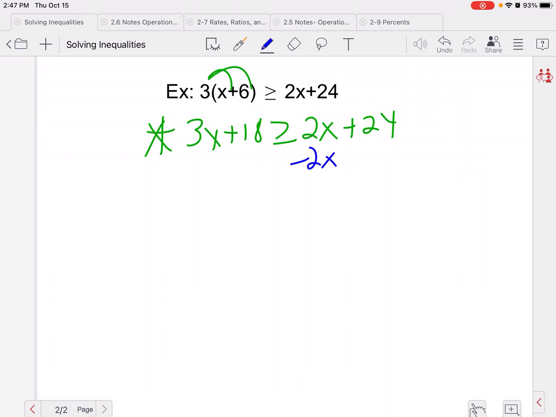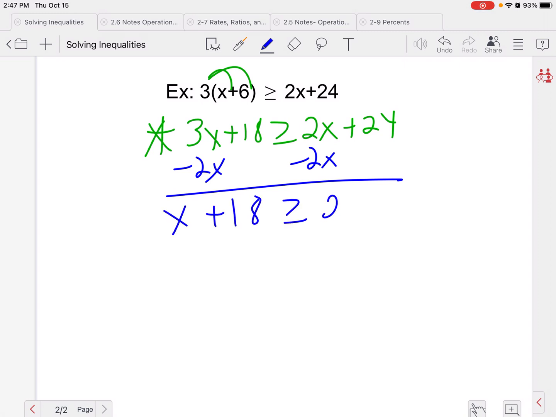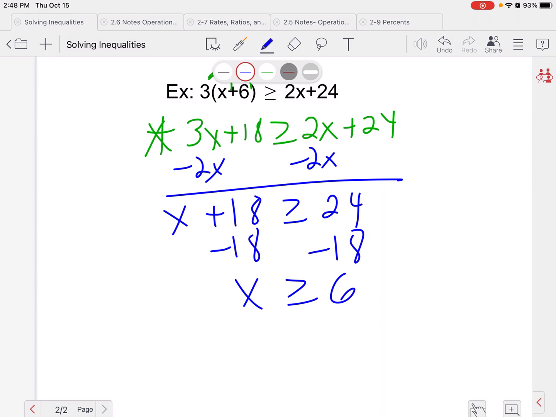So I would subtract 2x from both sides. So I get x plus 18 is greater than or equal to 24. So I would go ahead and subtract my 18. So I get x is greater than or equal to 6.